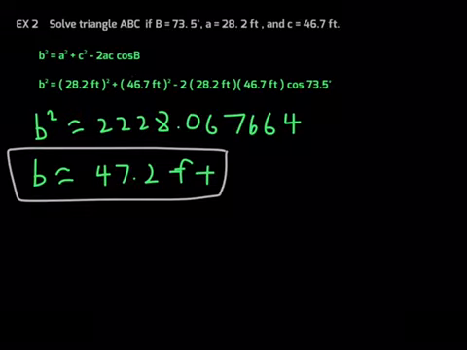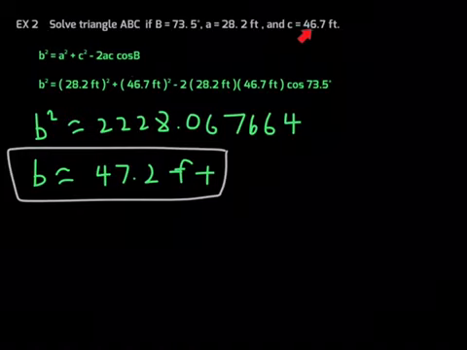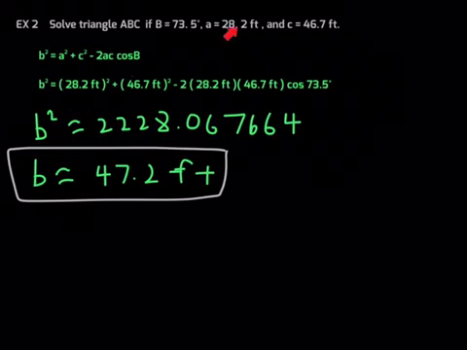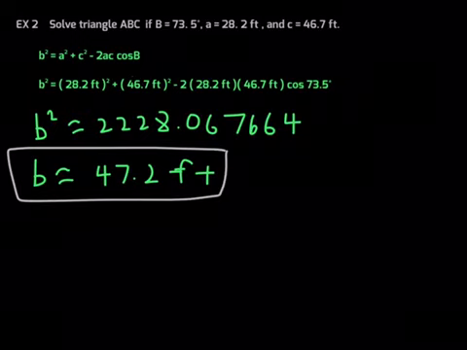And between the two unknown angles, angle A and angle C, the angle that will be smaller is angle A, because the side opposite angle A is smaller than the side that's opposite angle C. So I'm going to go for angle A first, everybody. Let's use the law of sines to find angle A.